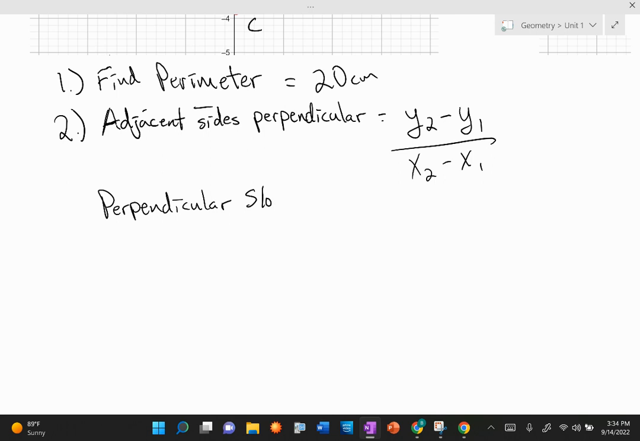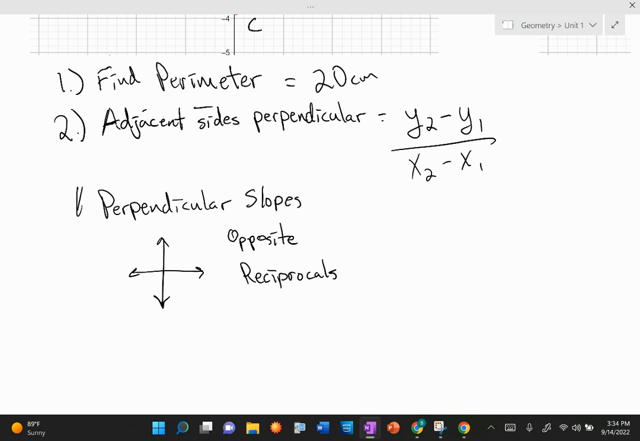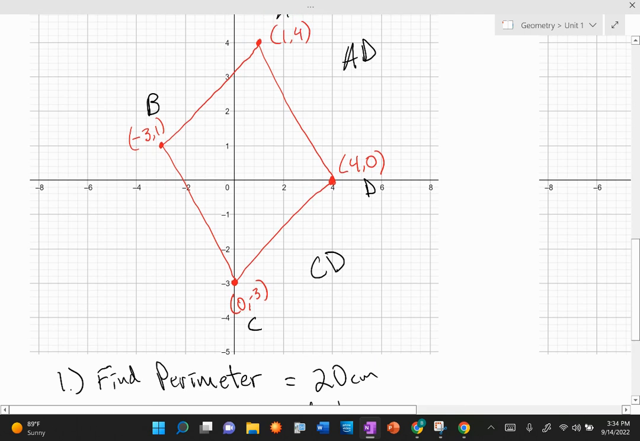So when I say perpendicular slopes, I'm talking about the slope of this line versus the slope of this line. Okay? These slopes are opposite reciprocals. Yes, I think this is an important thing. Okay, opposite reciprocals.